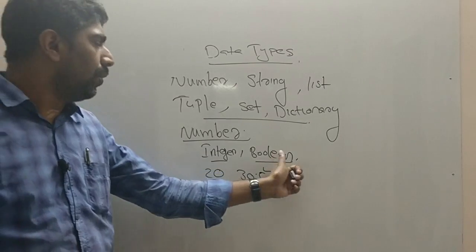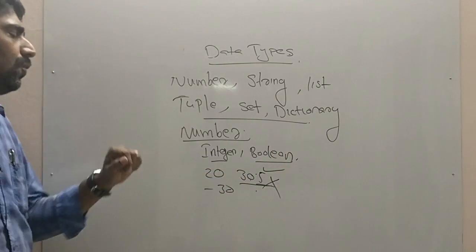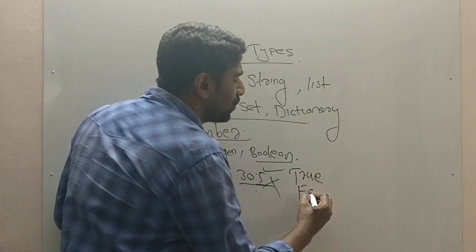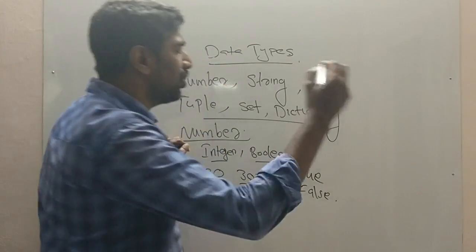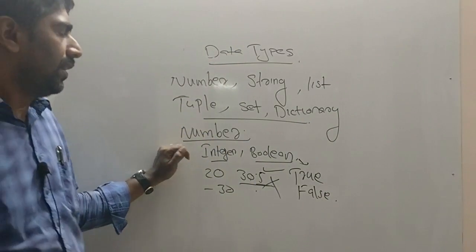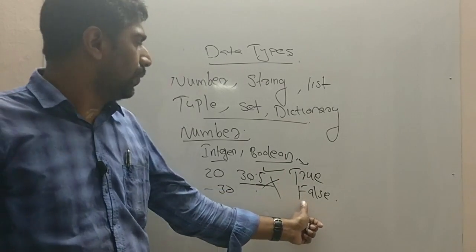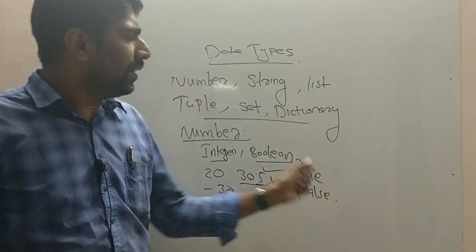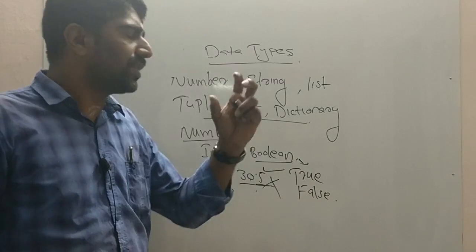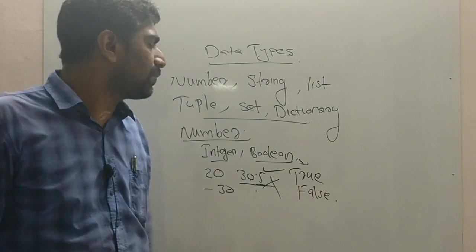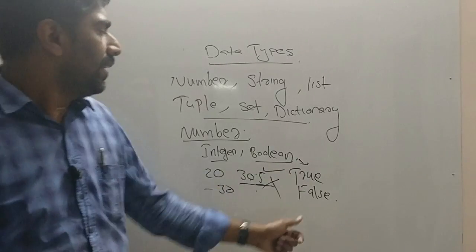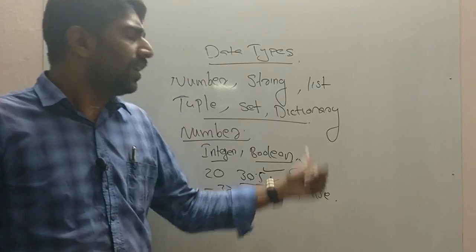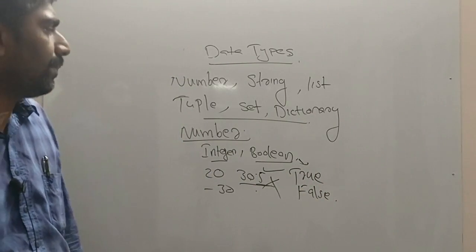The other one is the Boolean data type. There are two Boolean values: one is true and another one is false. These two are the Boolean data type values. If the condition is true, then in some while loops and if statements we use these Boolean values, true and false. That means they are used in a while loop or for loop. We can use these Boolean data types, which we will discuss later.